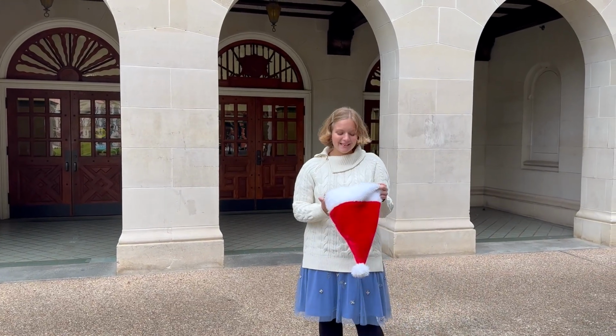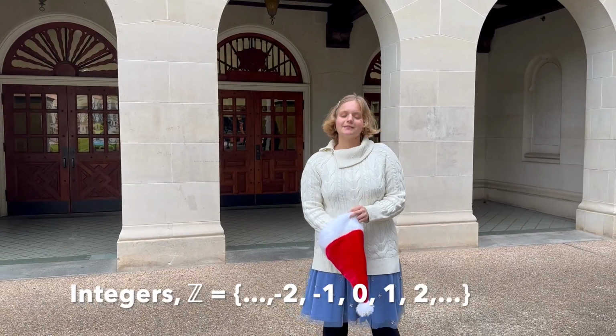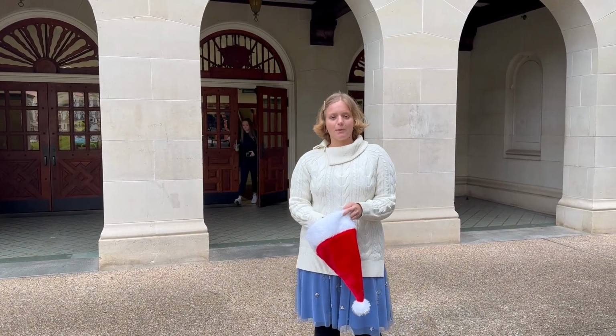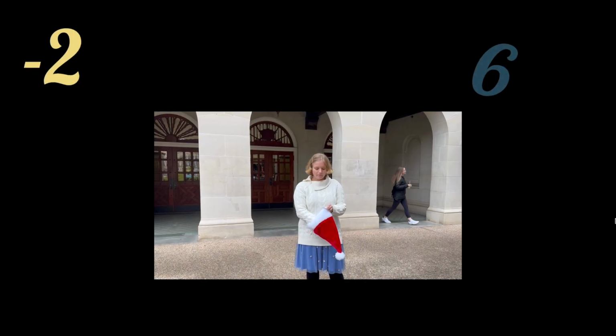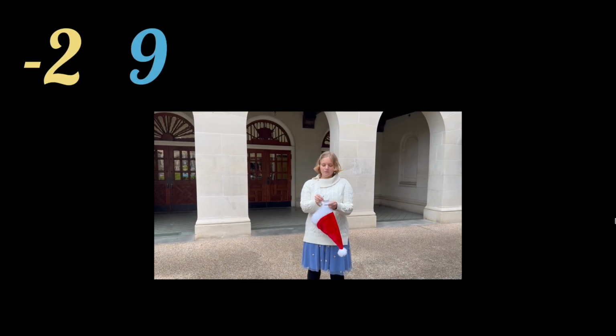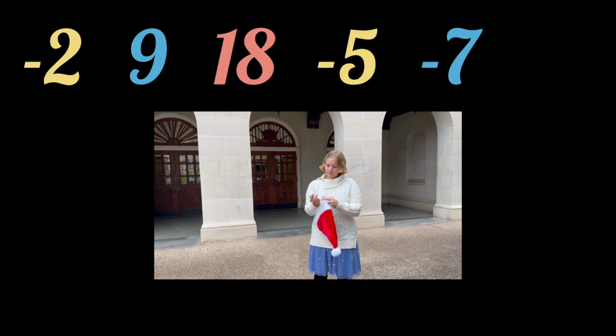Math major, so let's take 6 numbers and see what I can do. Here I have integers, which are whole numbers and their negative opposites, from negative 20 to positive 20. So let's pull out 6. I have negative 2, 9, 18, negative 5, negative 7, and 4.